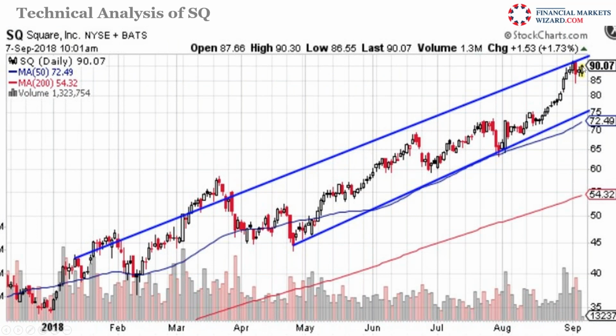Square keeps going up. On 9th of September it looks like there's another leg up, and 91, 92, it will break. And when the stock is trading at 90, the chances are it's going to 100. So this is another super bullish stock.